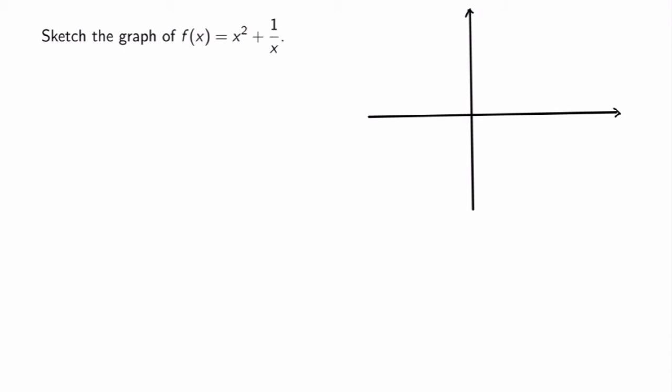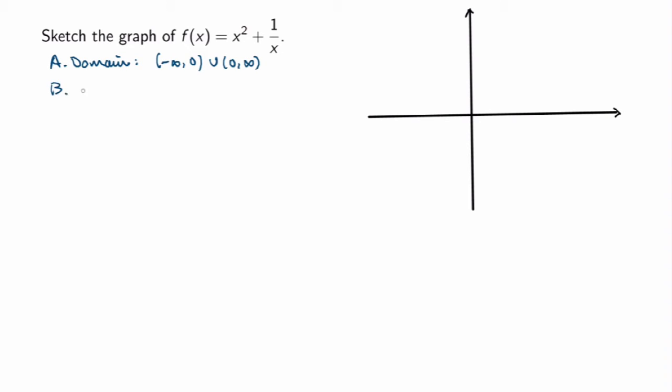So I want to sketch the graph of the function (x squared plus 1) over x. So first I'm going to extract information from the function itself. So what is the domain of the function? Well, the function is defined for all real numbers except at x equals 0.